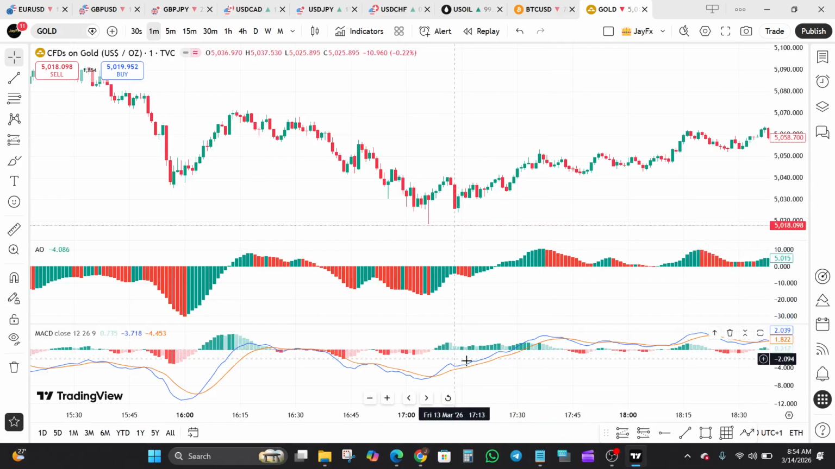The MACD is also based on moving averages but uses exponential moving averages instead. It consists of the MACD line and the signal line. Also, it has the histogram that represents the difference between the two lines.